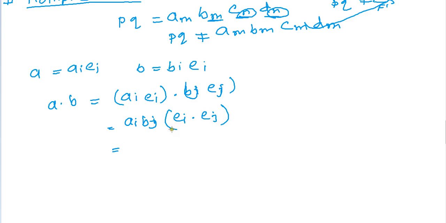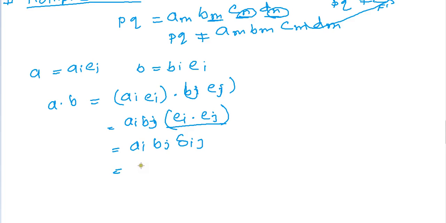So we know from the Kronecker delta that e_i dot e_j is equal to the Kronecker delta. So we can write down A_i B_j Kronecker delta ij. But when the Kronecker delta has identical notations, then it has value 1, otherwise 0. So we can write down here, right?